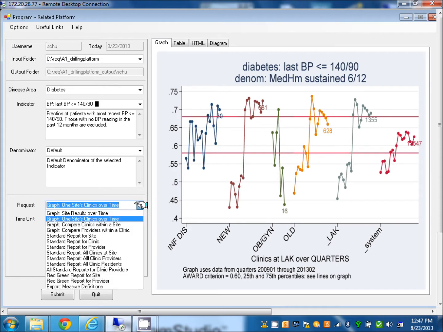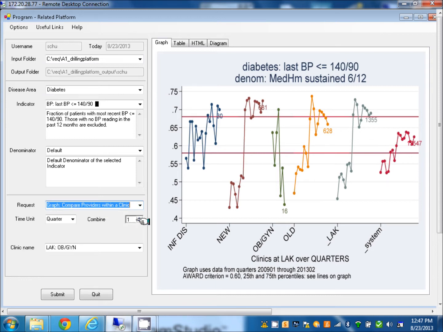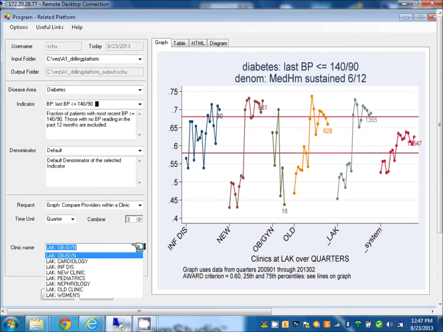You can drill even further down and look at results at the clinician level. This is done by selecting Compare Providers within a clinic option in the Request drop-down box. Physician level results can be combined for 1 or more quarters. For this example, we will combine 3 quarters for the new clinic.